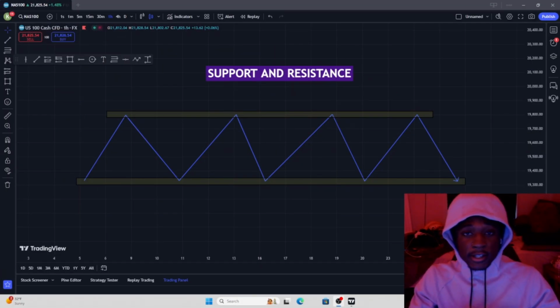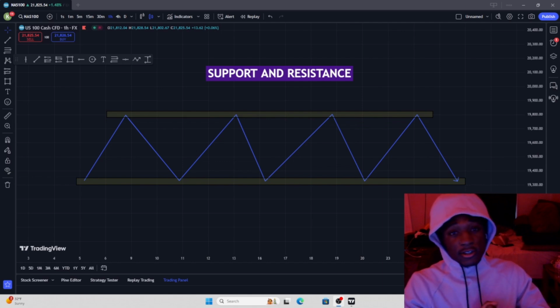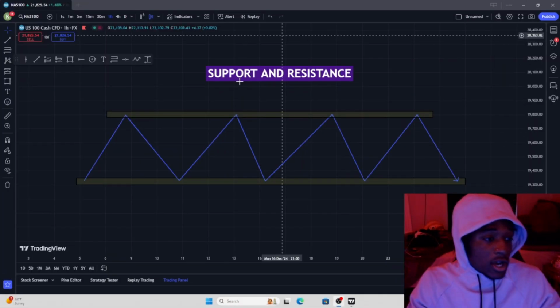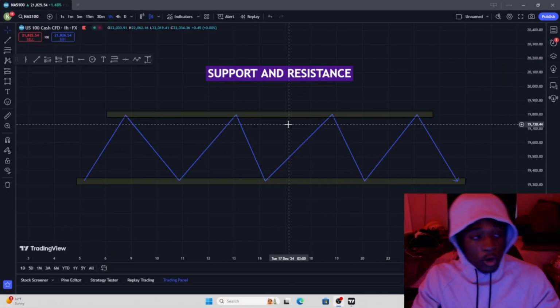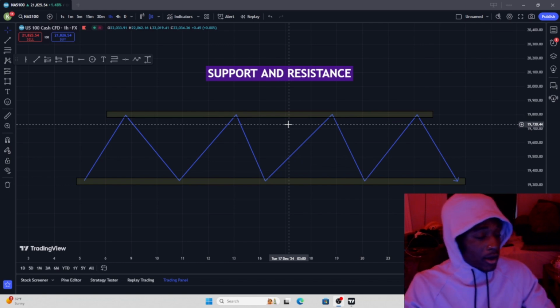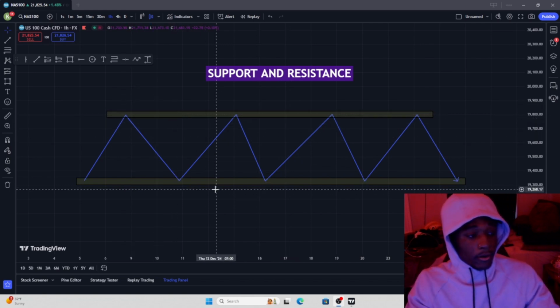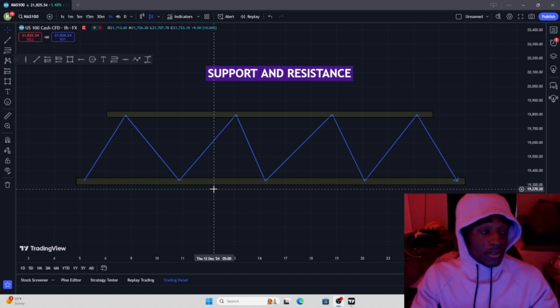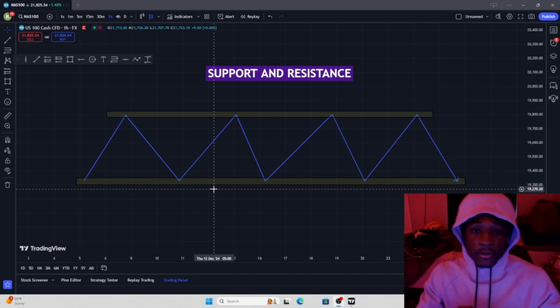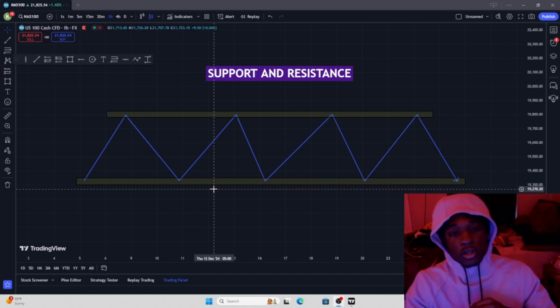My name is MotionFX and today I'm going to be breaking down support and resistance for you beginners. So as you guys can see right here, this is just a little example of what support and resistance looks like. So we have resistance at the top and support at the bottom. What I like to tell my students is that resistance is always going to be the roof and support is always going to be the floor, right?